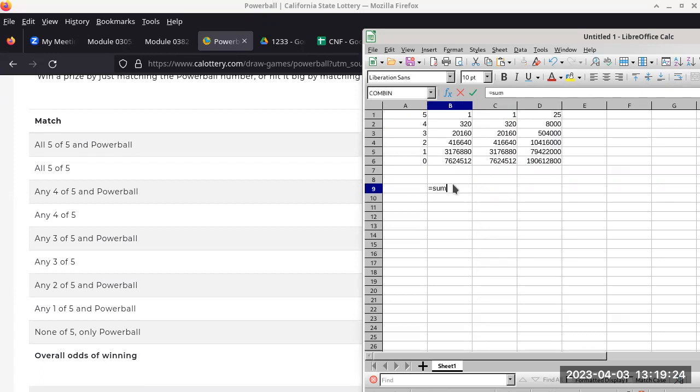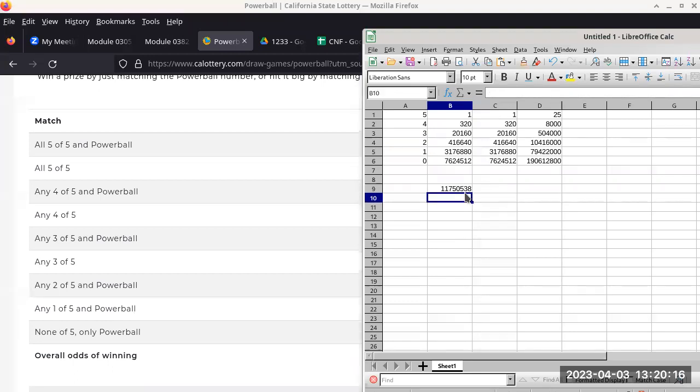So we have to, we can sum, control, all 5 of 5, all 5 of 5, and the Powerball number. So that works. 4, 4, and then we have 3, 3, and then 2 is special. So this is where I want to do it special. Okay, getting close. All right, so we want for the 2, it's only the Powerball matching. So we want column C only for that one, C4. And then for 1, same way, only the Powerball matching, and then for C6, it is the same way.